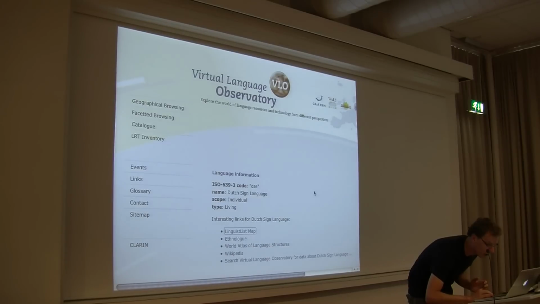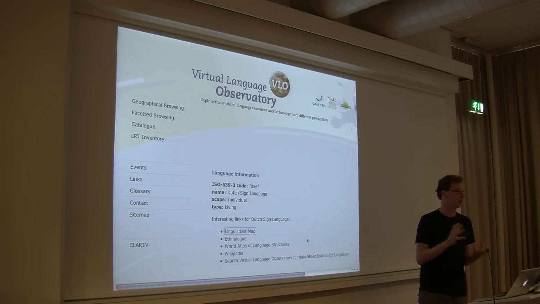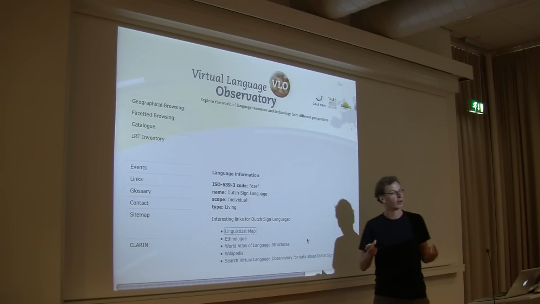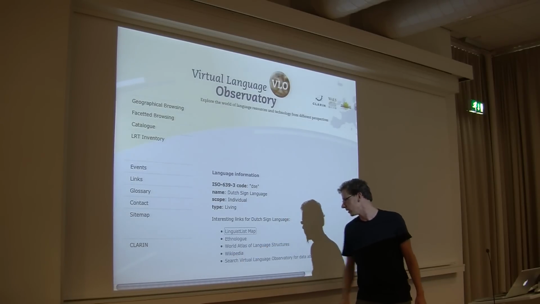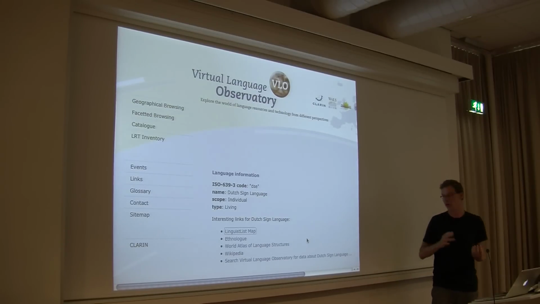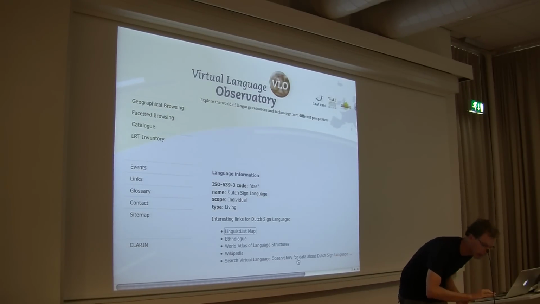And in the same way, there are also links, for instance, to the World Atlas of Language Structures, which is a typological database. So you can, by a few clicks, see which kind of typological features a language has. Ethnologue. Also, Wikipedia has recently been added. But then, in this context, the most important link is, of course, the link to the Virtual Language Observatory. So we will click here now.